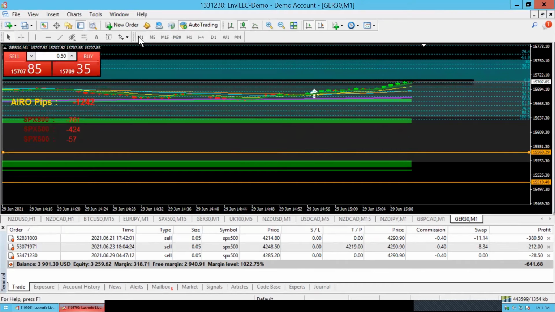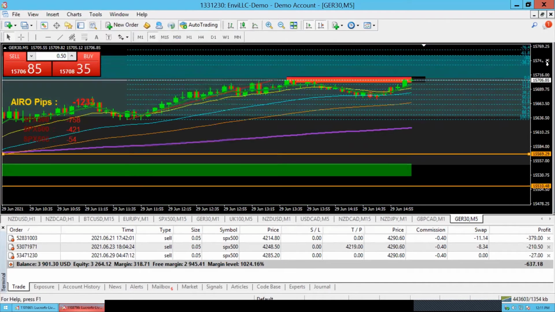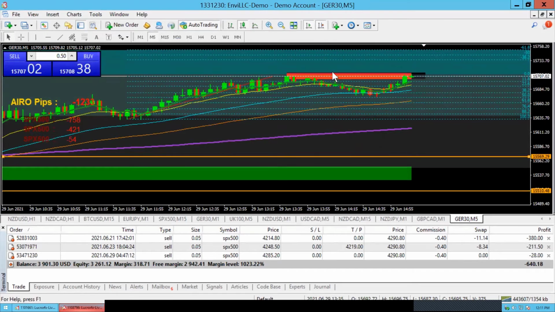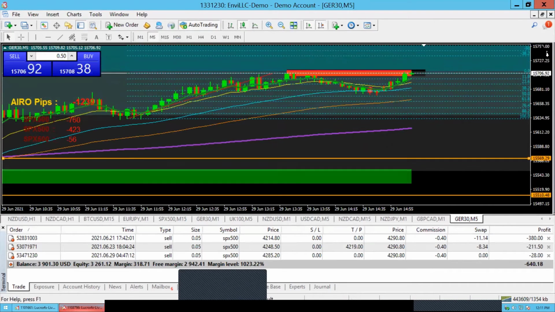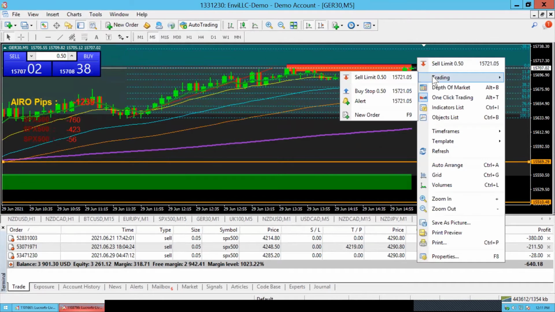Let's go to the 1-minute chart. On the 1-minute chart, no zone there. Wait till this thing breaks through. Let's wait until it breaks through this little zone. If it breaks through, I may do a buy stop on this.